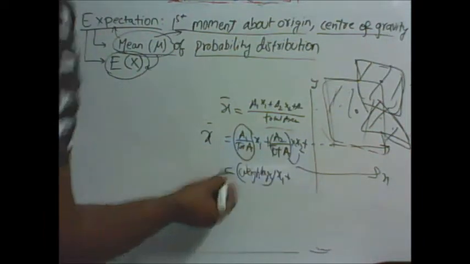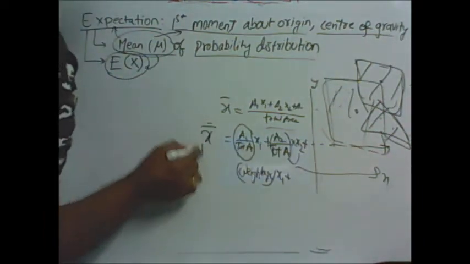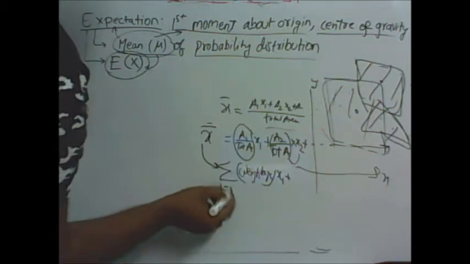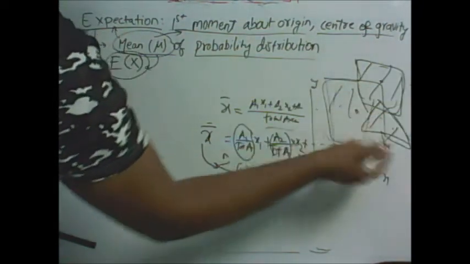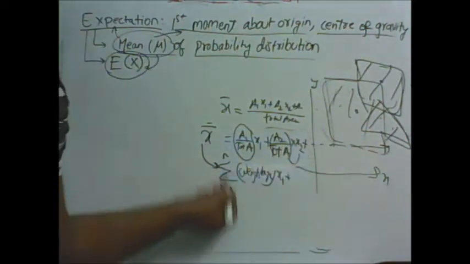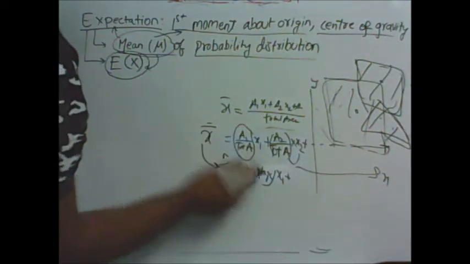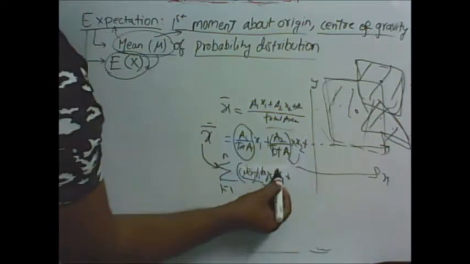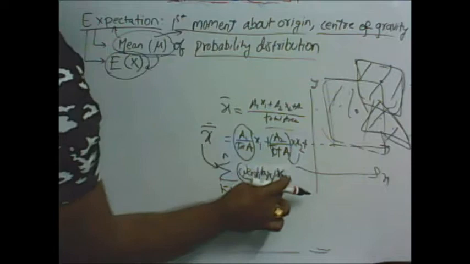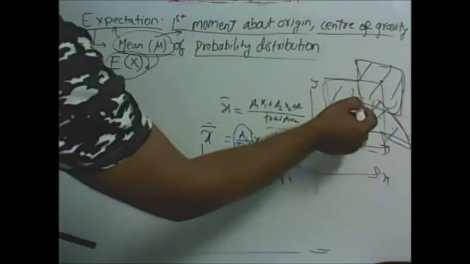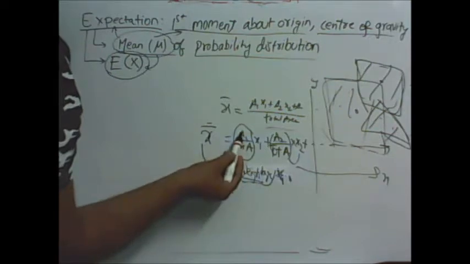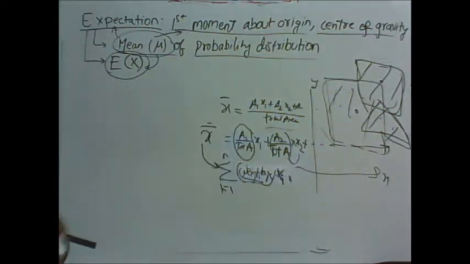Another way we can write this x bar is summation i equal to 1 to n, whatever n areas. This is 3 areas; in some other cases we can have n areas. Summation from 1 to n, for each area, its weightage into its centroid or center of gravity gives you the overall center of gravity of the total area. The weightage is nothing but that particular area divided by total area.